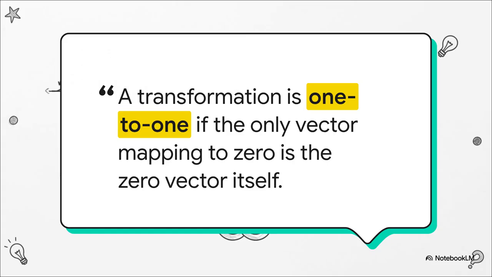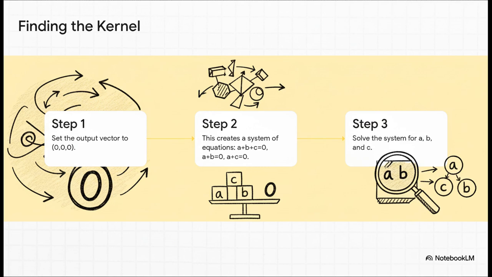Well, we use this really clever test. We only need to check what gets sent to the 0 vector, 0, 0, 0. If the only thing that maps to 0 is the 0 polynomial itself, then our transformation has to be 1-to-1. This collection of things that gets sent to 0 has a special name, by the way. It's called the kernel. Okay, so let's go find that kernel.